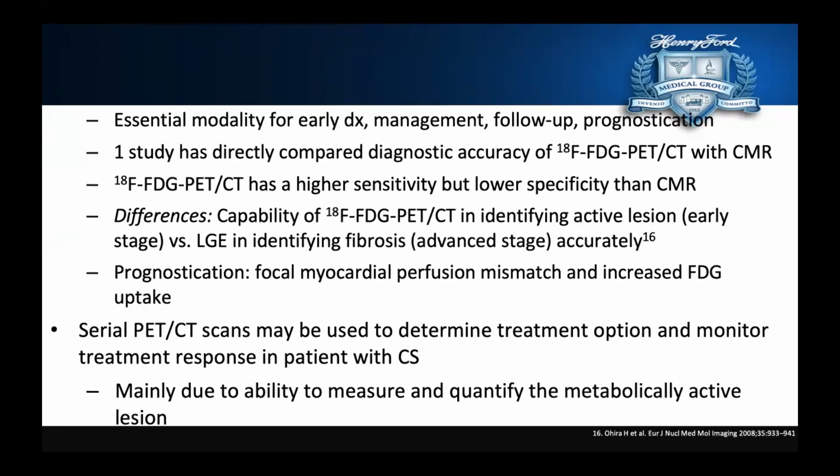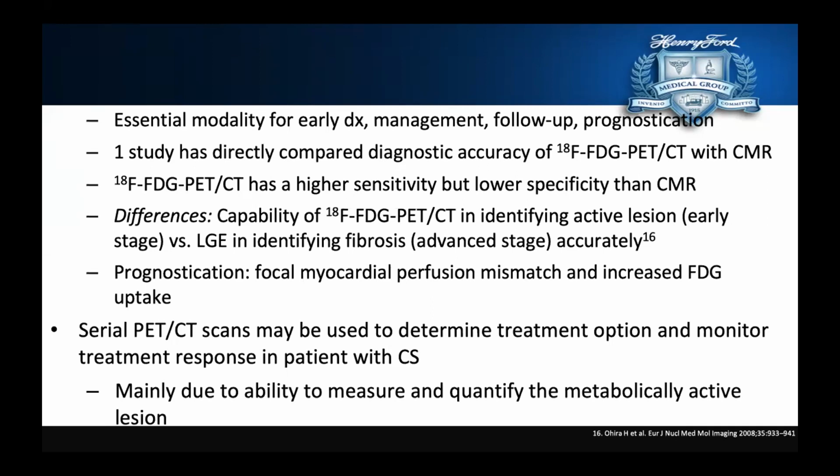Now, PET-CT is an essential modality for early diagnosis, management, follow-up, prognostication. There is one study out of a group in Japan that has directly compared the diagnostic accuracy of FDG PET-CT with CMR. PET-CT has a higher sensitivity, lower specificity than cardiac MR. And the capability of PET in identifying an active lesion, so your early stages, versus late gadolinium enhancement identifying fibrosis, your advanced stages, accurately, is likely the most likely explanation for differences in the sensitivity and specificity of these two imaging modalities.